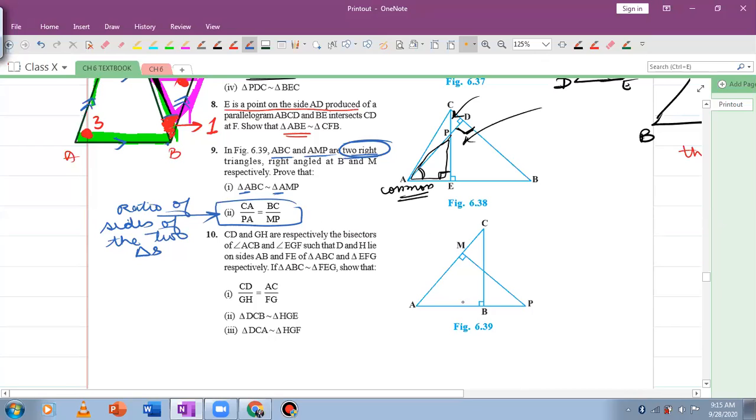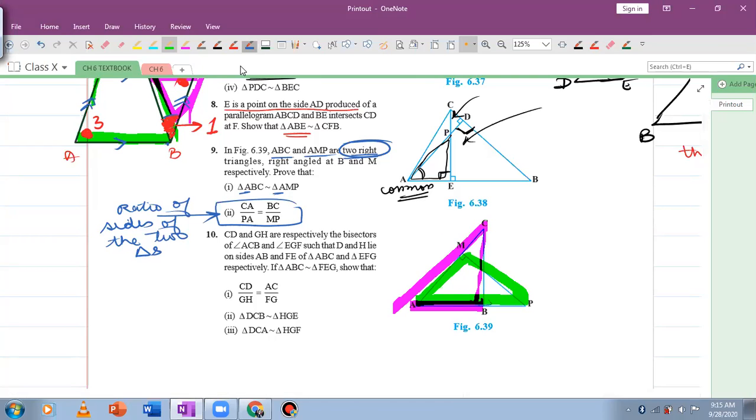Now just observe the triangles that you want to prove similar. Triangle ABC, it's a right triangle. And if you just highlight this, you can see this is the triangle that you have. And triangle AMP. So there is an angle which is 90 degrees in each of the triangles, at M for the second triangle and at B for the first triangle. So angle 1 is equal to angle 2, each is 90 degrees.